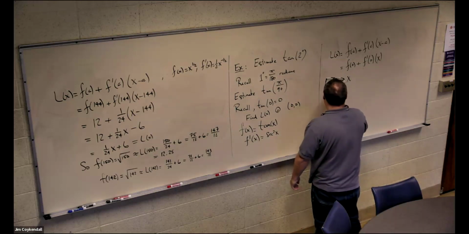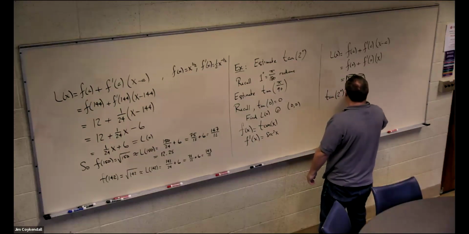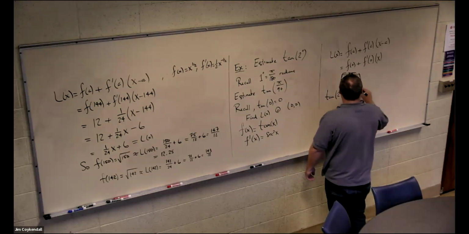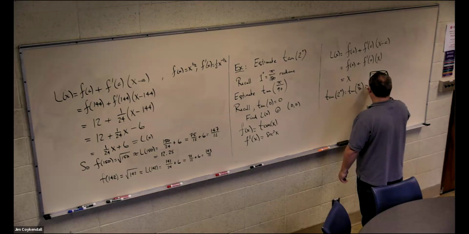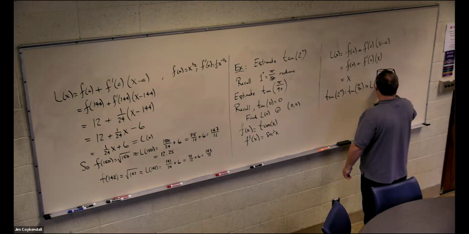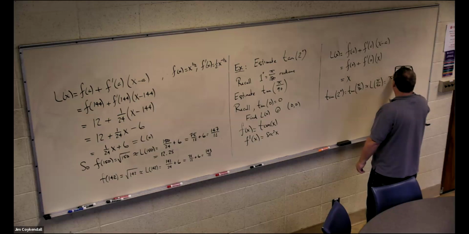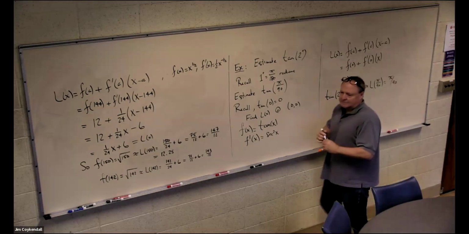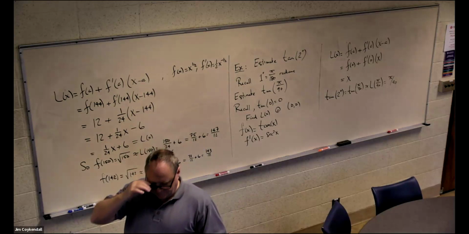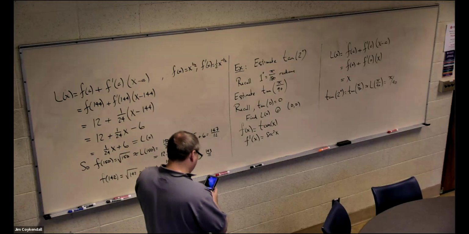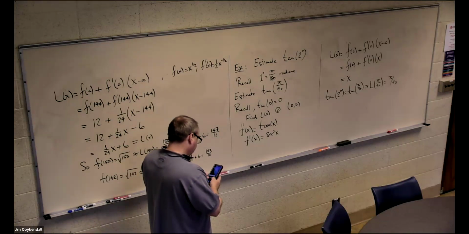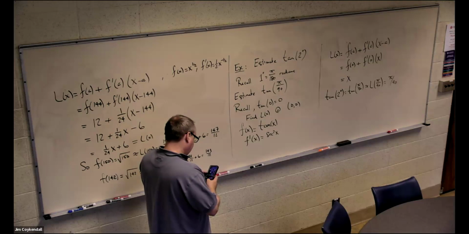So tangent of 2 degrees, which is tangent of pi over 90, is approximately equal to L(pi over 90), which is pi over 90. Pi over 90 is about 1/30, a little bit bigger than that. Not much. But let's see how close we get here.